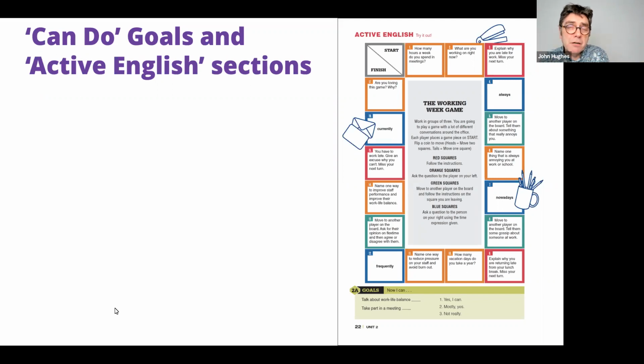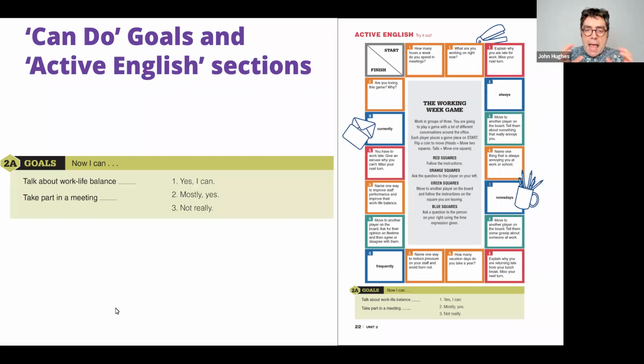So they'll be practicing vocabulary from the vocabulary section, speaking phrases, the grammar of dynamic and stative verbs. It's all recycling it. And then you notice the goal box at the bottom of the active English page. Those are the two goals that they saw at the beginning of the lesson in the unit, talking about work-life balance, taking part in a meeting, and students reflect on how well they did it. So they've played the board game, and then they reflect, am I able to talk about work-life balance? Yes, I can, mostly, not really. Can I take part in a meeting? They reflect on it, and then they have a think about what is it that they're lacking, or what is it that they did really well that made them achieve those goals?